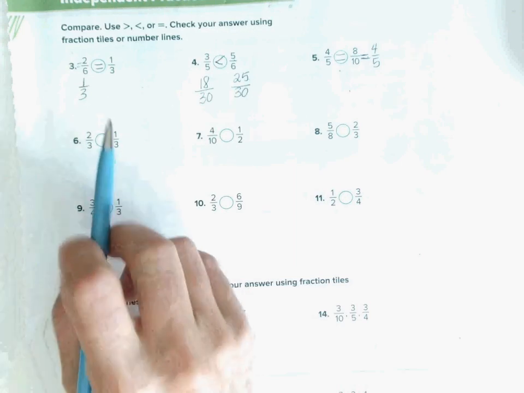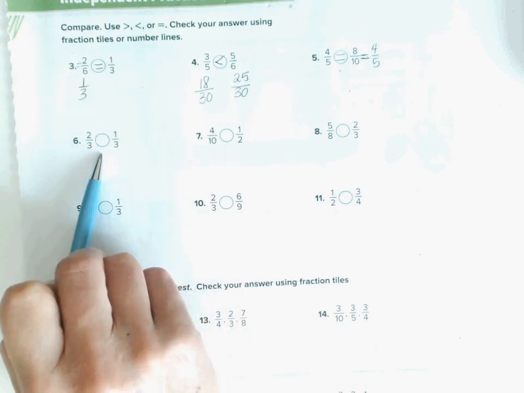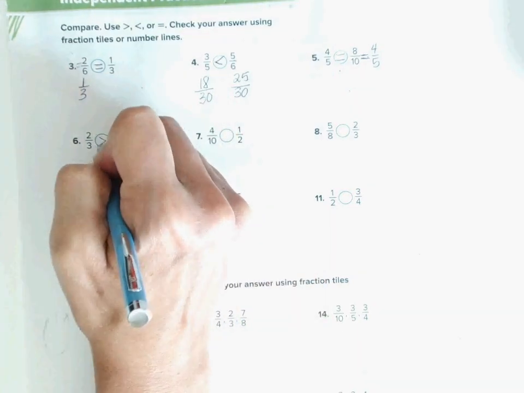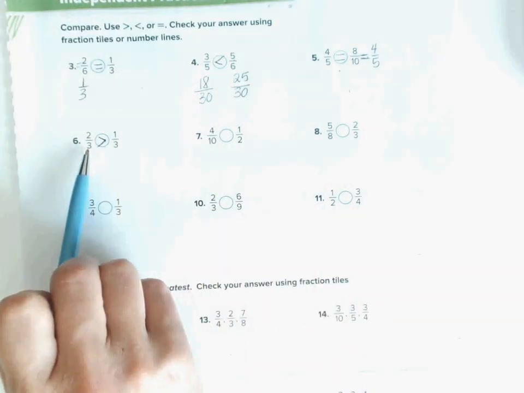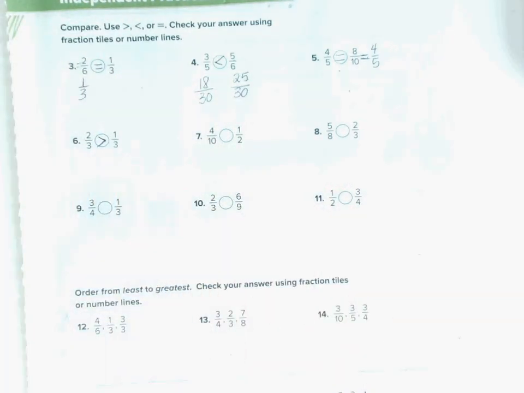Okay, try number 6. So number 6, again, we can use those benchmark fractions. We just know that 1/3 is smaller than 2/3. But they do have a common denominator. We know 2 is greater than 1, so 2/3 is the greater fraction.